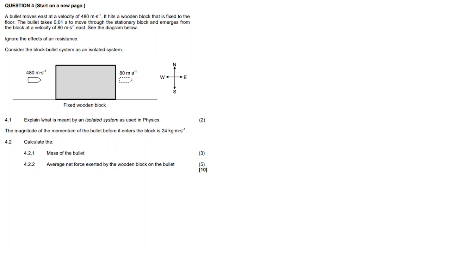Question 4.1. Explain what is meant by an isolated system used in physics. So, an isolated system is a system on which the net external force is zero. So there's no external things acting on the system.